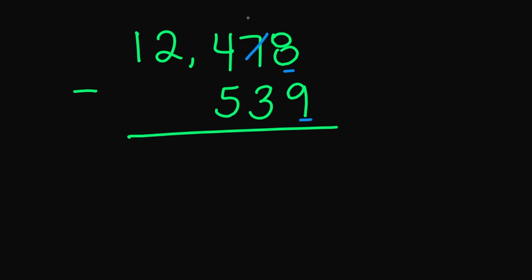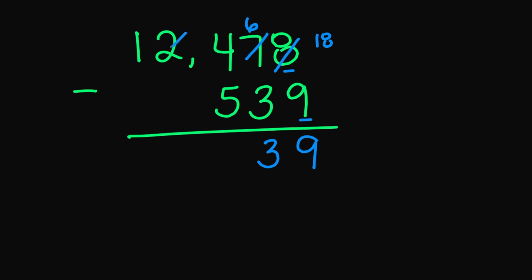This 7 is going to become a 6. This 8 will now become an 18. Now we have 18 minus 9. That's going to give us 9. 6 minus 3 is going to be 3. And here we have 4 minus 5. I can't do that. I need to borrow from the thousands place now.